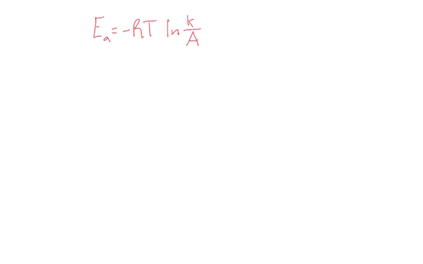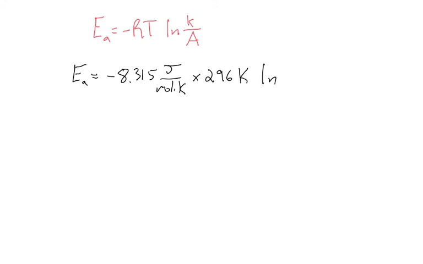Okay, so in red at the top, I've written what we solved for the last time, so I can just plug in my numbers now. So the activation energy is minus R, so minus 8.315, has units of joules per mole Kelvin. Multiply that by the temperature, which we said was 296 Kelvin. And then that's times the natural log of the rate constant, 0.055 seconds to the minus 1, over the frequency factor, which they gave us to be 1.2 times 10 to the 11 seconds to the minus 1.